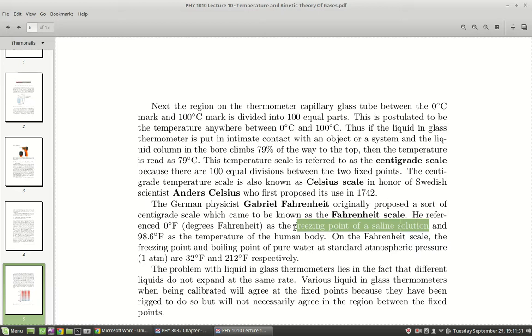The division of the spaces into 100 equal parts assumes that the liquid expands at the same rate throughout this range. But liquids don't do that. Liquids have got their funny way of behaving. Therefore, the temperatures in between here might not actually agree with whatever is supposed to be happening.